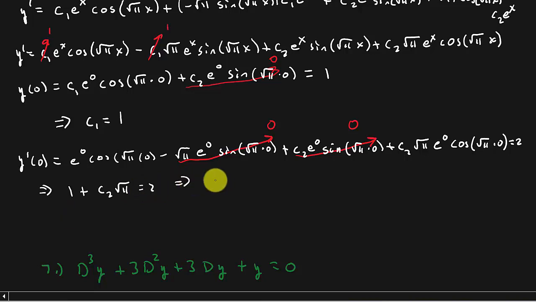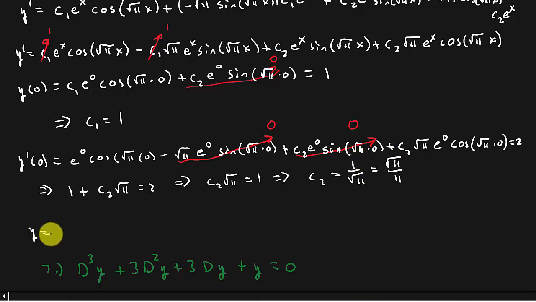So this tells us that C2 square root of 11 equals 1, which means C2 equals 1 over square root of 11. All right. And if you want to rationalize the denominator, you can do that too. Multiply numerator and denominator by square root of 11.